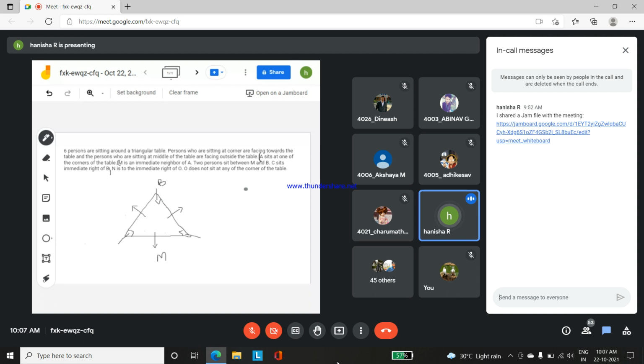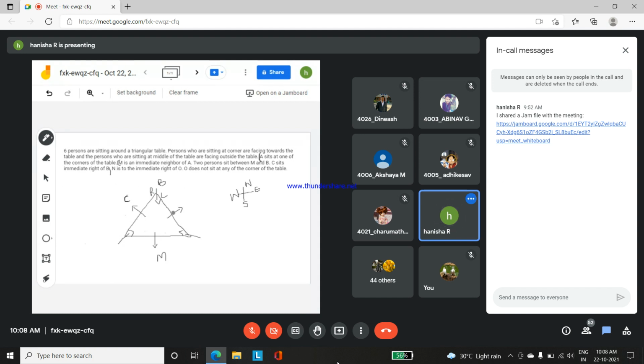Now C sits to the immediate right of B. Now we are in need of a direction. B is facing towards south. So if B is facing towards south, this will be the right hand side and this will be the left hand side. C sits to the immediate right of B, so here you have C.